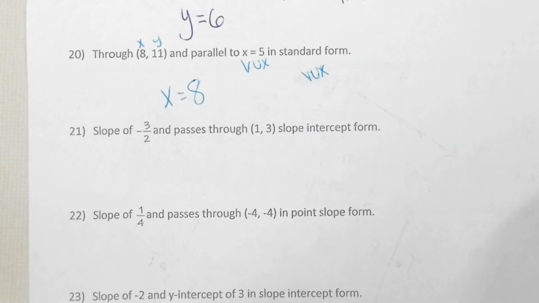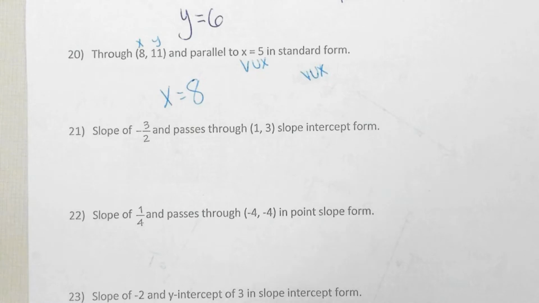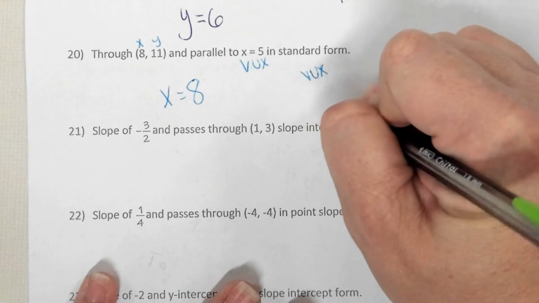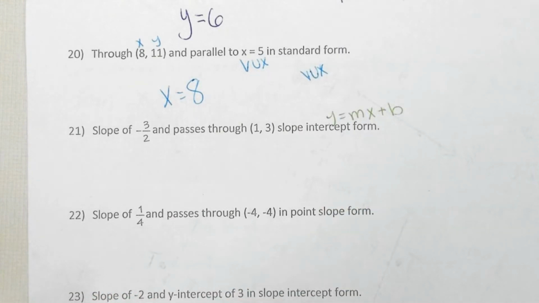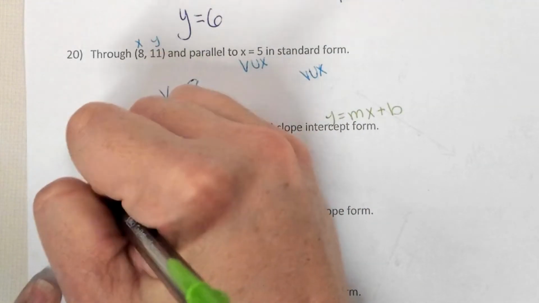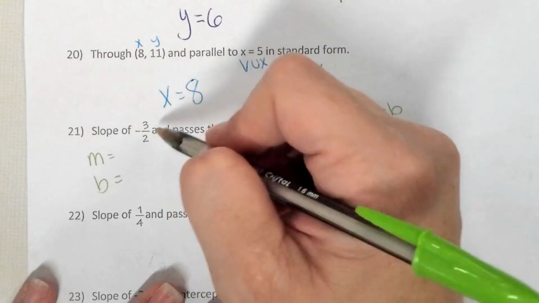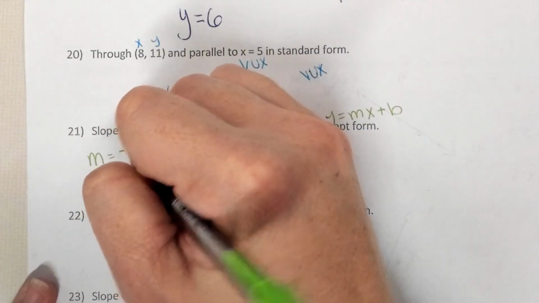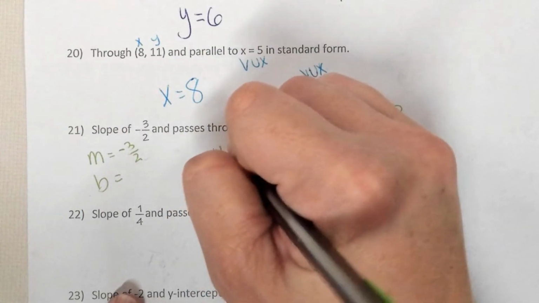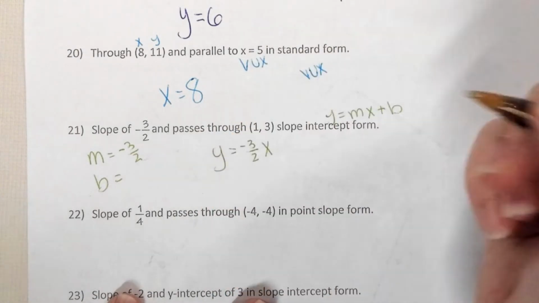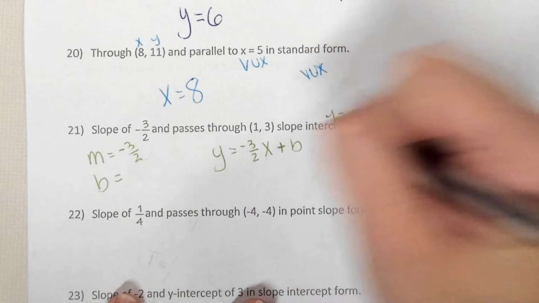So 21 says slope of negative 3 over 2 and passes through 1, 3 in slope-intercept form. So again, y equals mx plus b. This one actually does matter. It's not a vertical or a horizontal line. So it gives me my slope, and it tells me to find it in slope-intercept form. Well, if I already know my slope, that's my m. I didn't have to solve for it. I'm going to plug in what I know. I know y equals negative 3 over 2x, but I don't know b, so I'm just going to put plus b because that's that part of the formula.